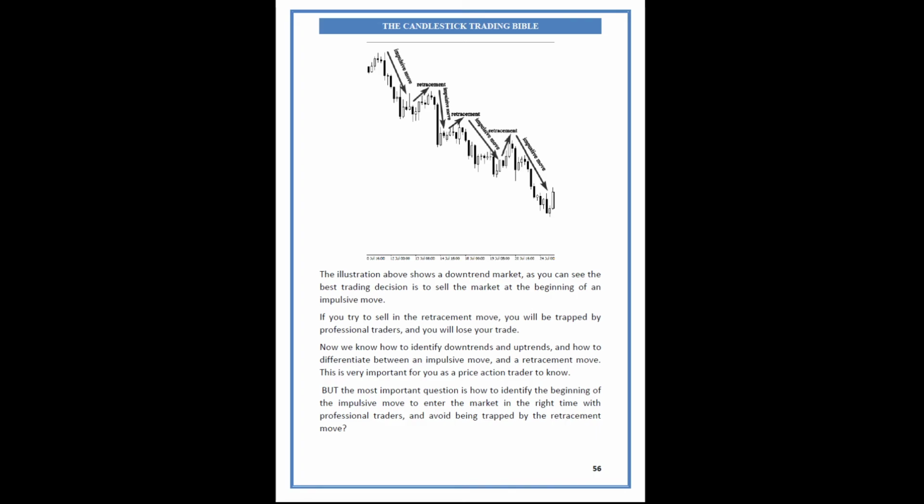This is very important for you as a price action trader to know. But the most important question is how to identify the beginning of an impulsive move to enter the market at the right time with professional traders and avoid being trapped by the retracement or the pullback. To predict the beginning of an impulsive move in a trending market, you have to master drawing support and resistance levels. So what are support and resistance levels and how to draw them on our chart? That's going to be in the next chapter, and that's going to come to the conclusion of this video.